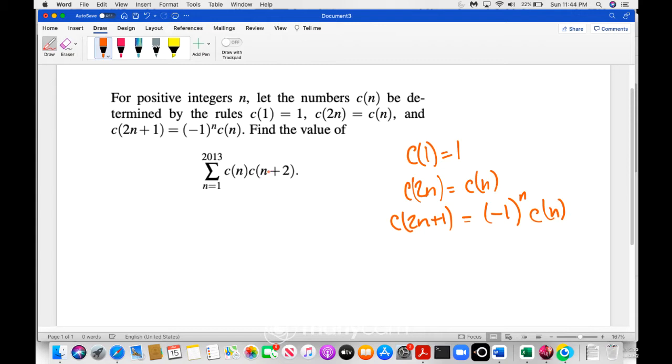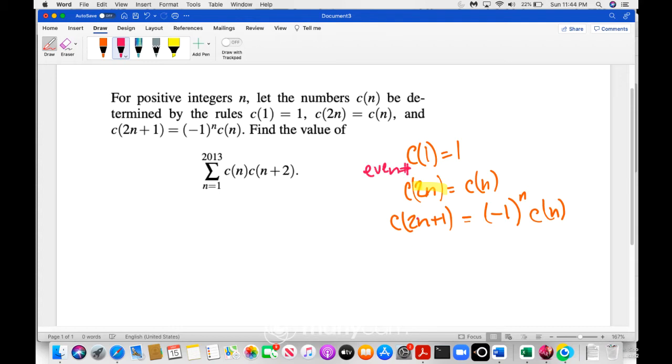So since it is the 2013 exam, naturally we're going to take the sum from n equals 1 to 2013 of c of n times c of n plus 2. Okay, well the first thing to notice about this is that 2n is kind of math language for any even number.